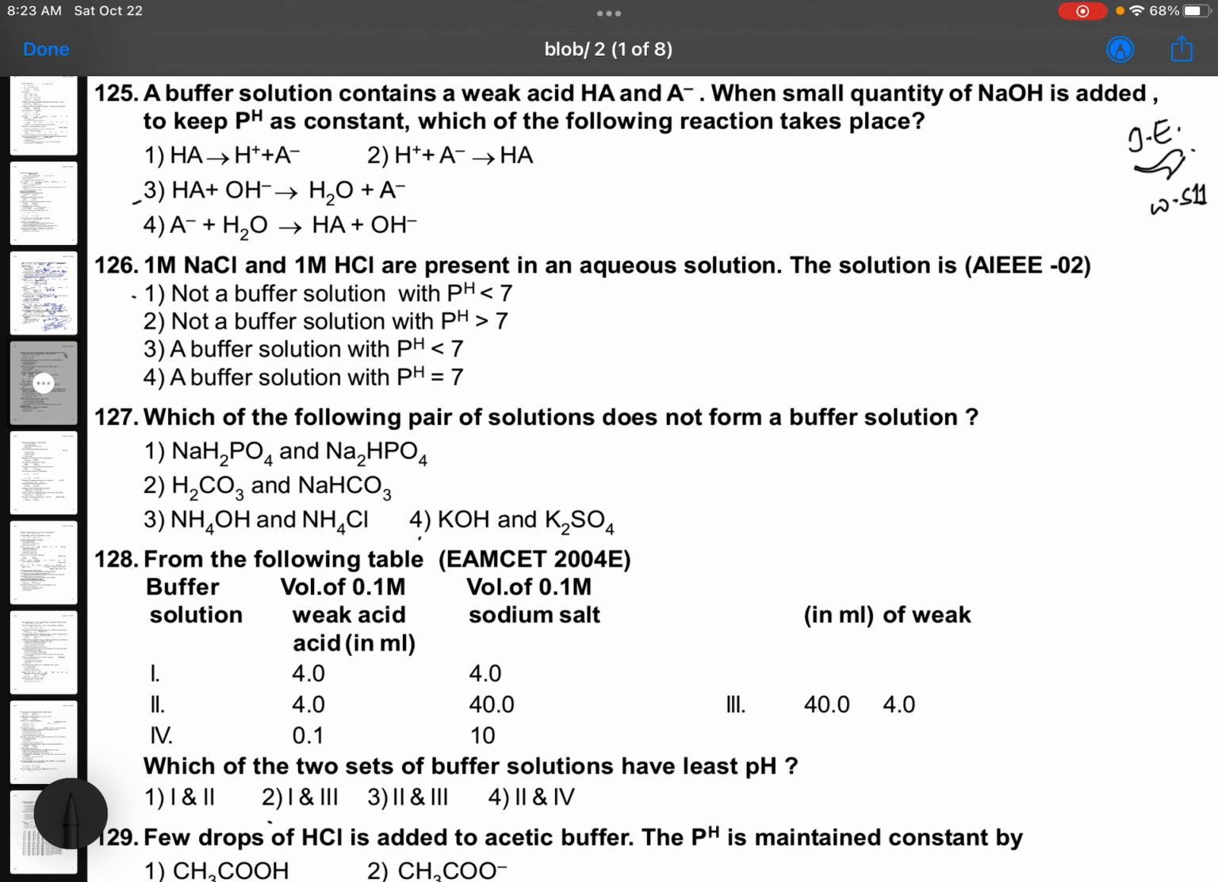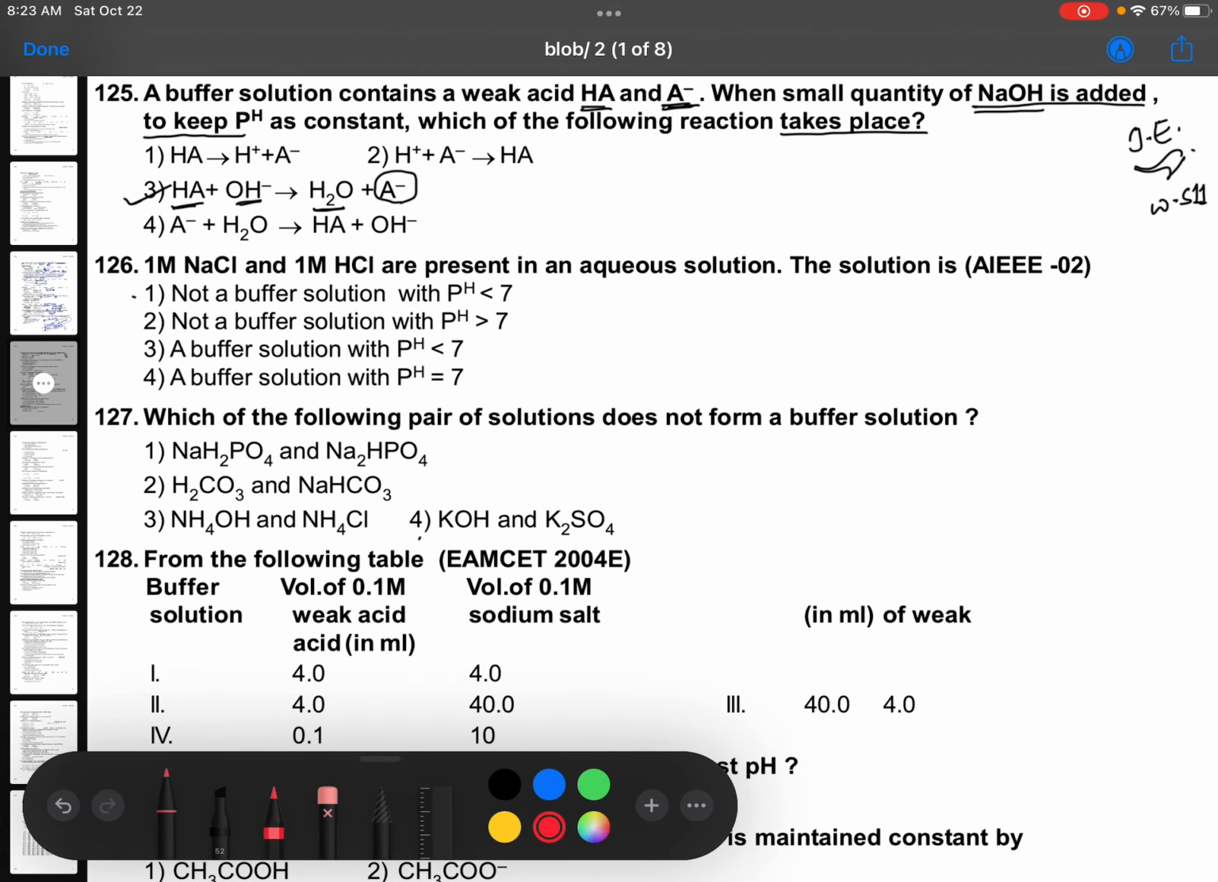A buffer solution contains a weak acid HA and A minus. This is a salt. When a small quantity of NaOH is added to keep the pH constant, which of the following reactions takes place? This comes in our working of buffer. When you are adding base, weak acid will react. So HA will react with base to form H2O and A minus, which is already with us. So this is your right answer. Fine.